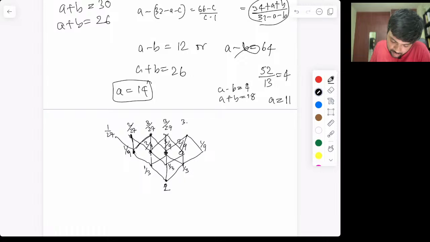3 by 27, 2 by 27, and 1 by 27, right? Something like this. Is this correct? 1/3 of that. Can't believe this is true actually. So in 3, I must have made a mistake.